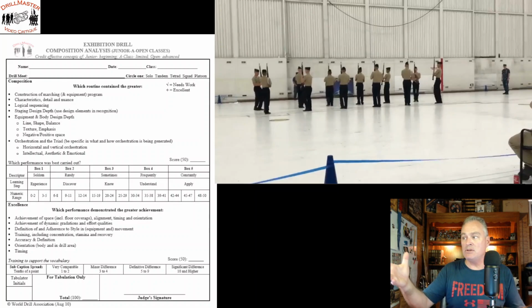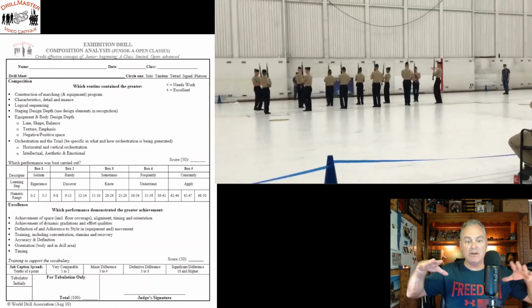I mean, this is more of a usual. This is definitely for composition analysis. This is a low. I'd say a 19, a score of 19 out of 50. A low box 3 performance. So horizontal and vertical orchestration is there. But the integration of the two happens with the team moving out in different directions, but that's very seldom. The team is mostly together.